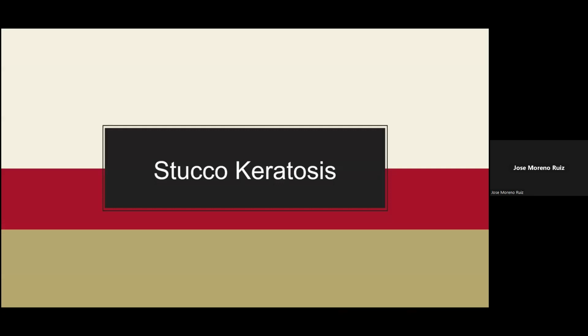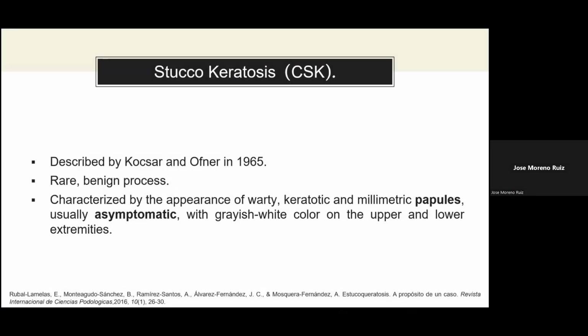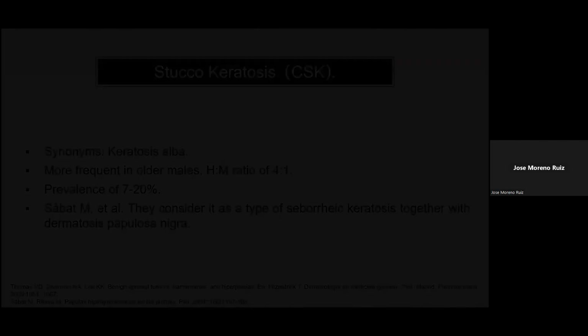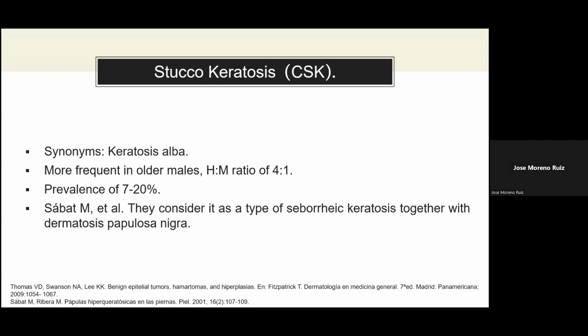Talking about stuccokeratosis, it was first described by Kocsard and Ofner in 1965. It's a rare benign process characterized by the appearance of warty, keratotic, millimetric papules, usually asymptomatic, covered with a grayish-white color on the upper and lower extremities. It is also known in the literature as keratosis alba.